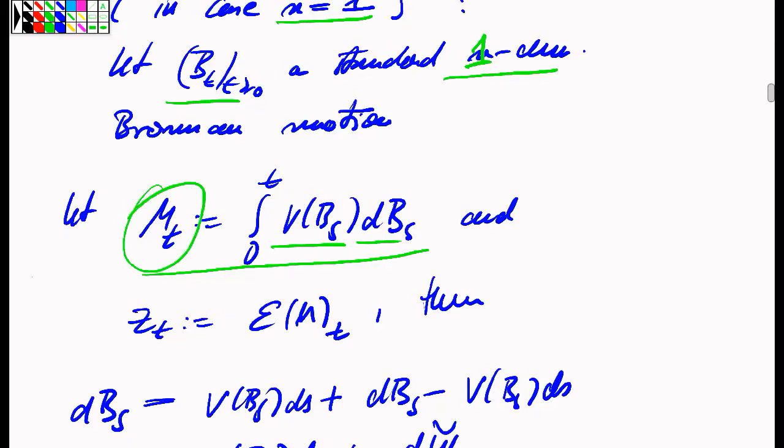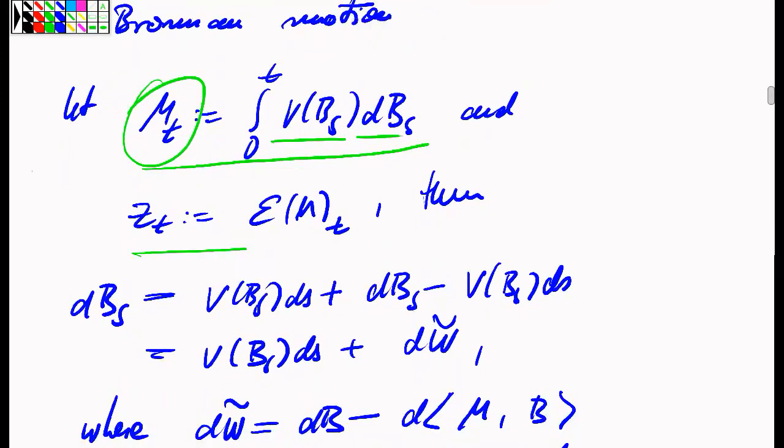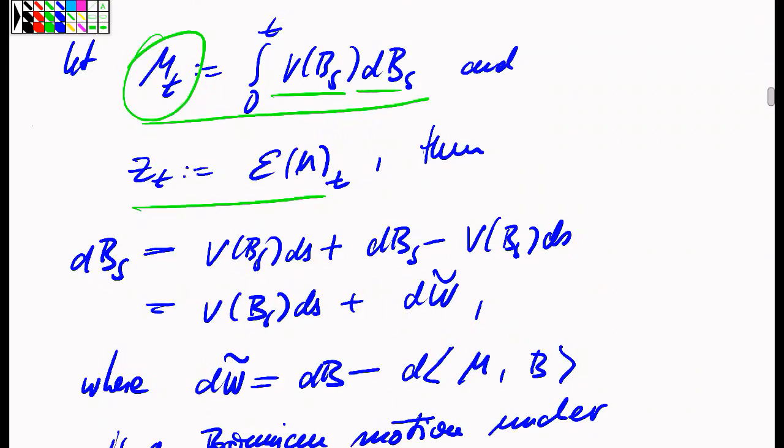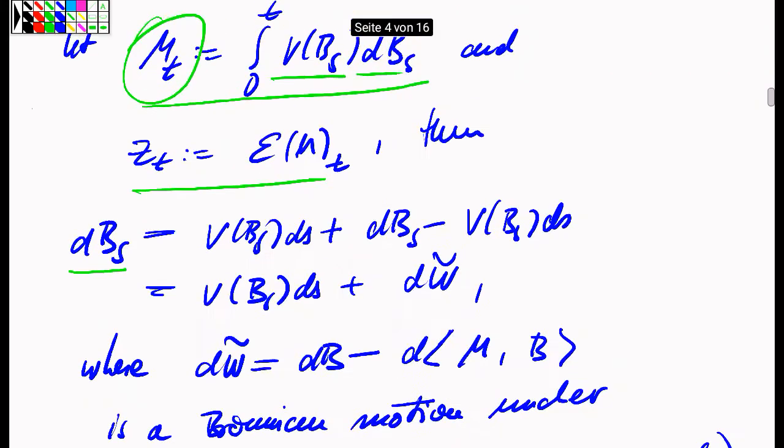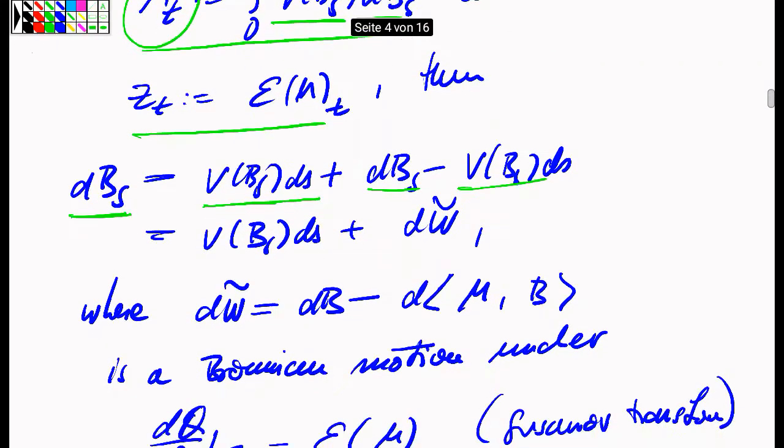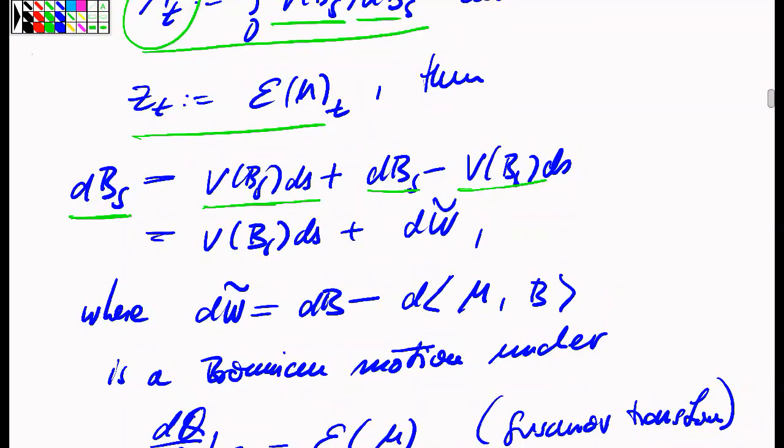So therefore that thing M is a martingale. And then we consider the corresponding Doléans-Dade exponential of this martingale, the corresponding exponential martingale. And then we write this Bs process, which was our starting process, by adding and subtracting a stochastic integral. In infinitesimal writing, dBs we write as V(Bs) ds plus the old dBs minus V(Bs) ds. So it's just adding and subtracting this stochastic integral of V against ds.